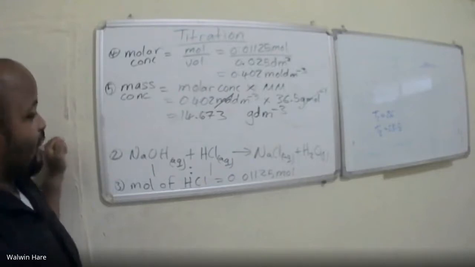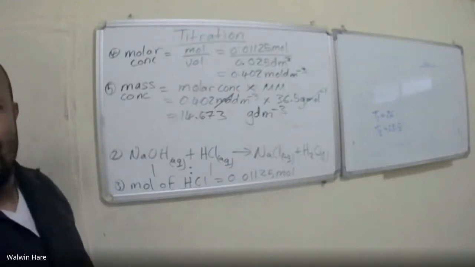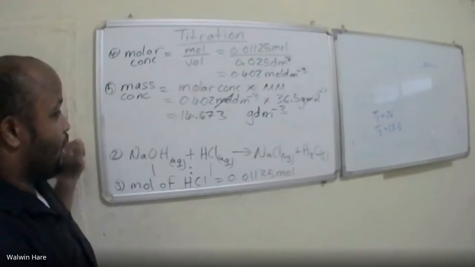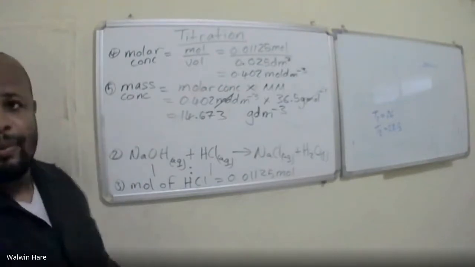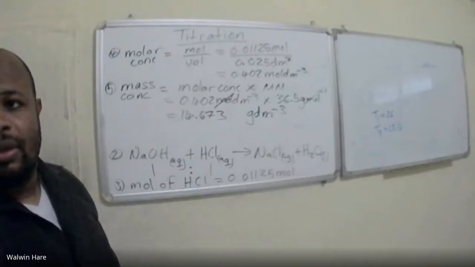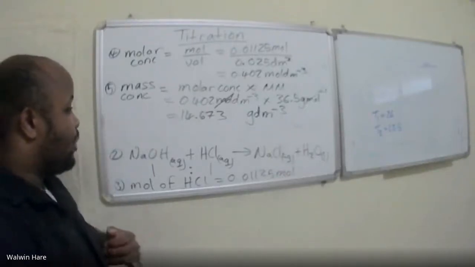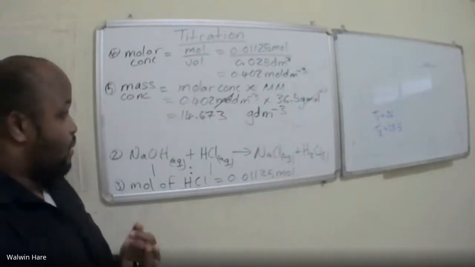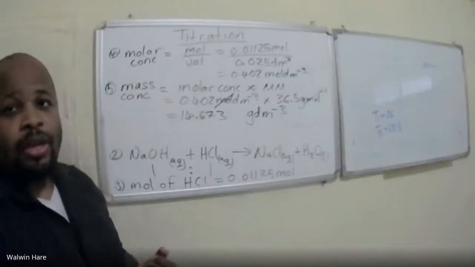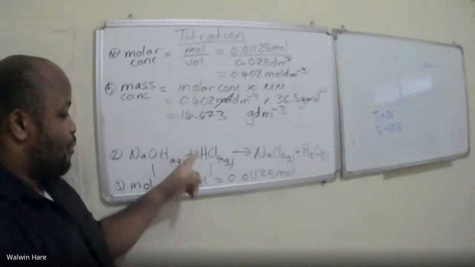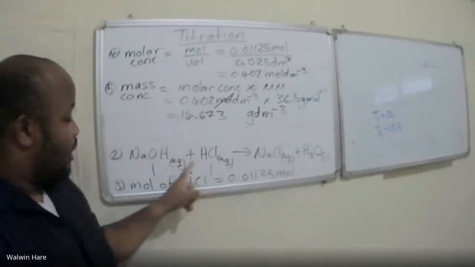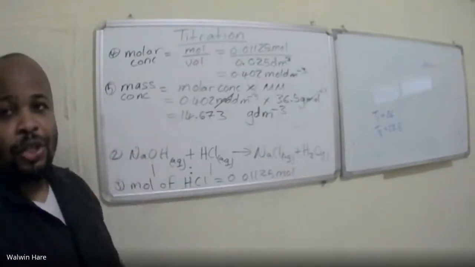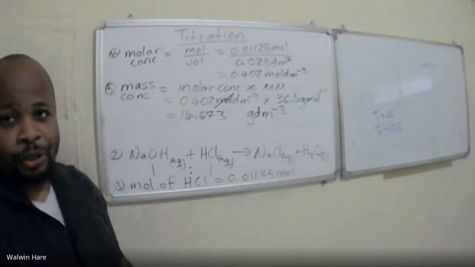But just remember, any titration question that you are given, you will get the concentration and the volume for one of the substances. Once you get the concentration and the volume, you are going to calculate the mole. Then you write your balanced equation and use mole ratio to find the moles of the substance for which you are trying to find the concentration.